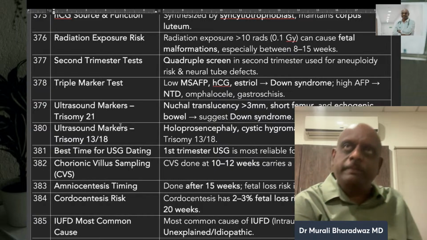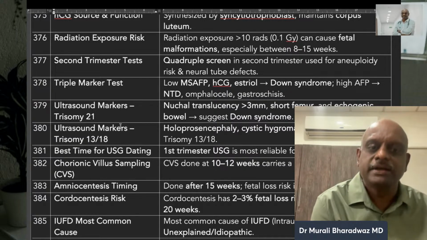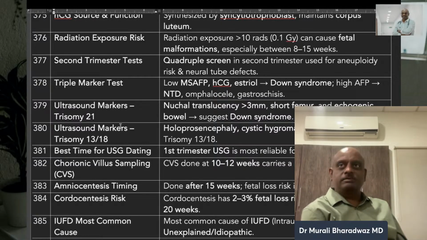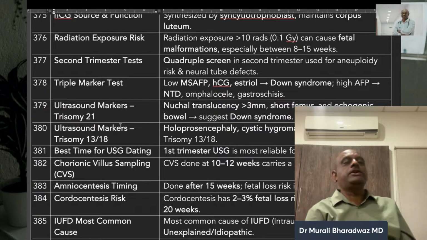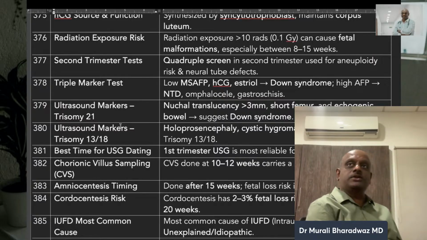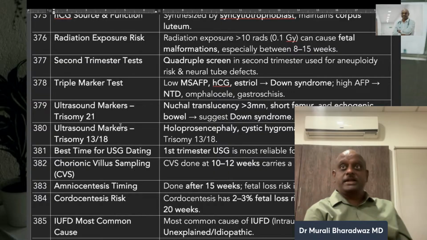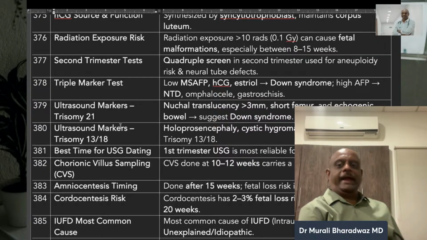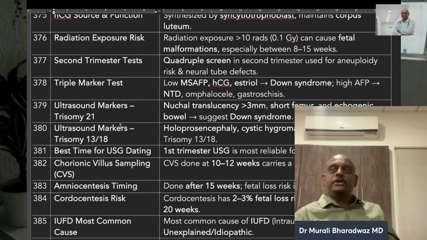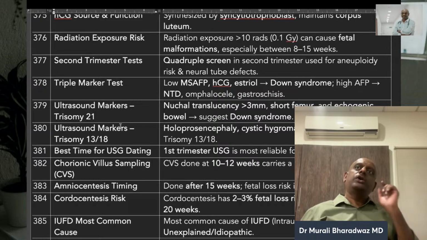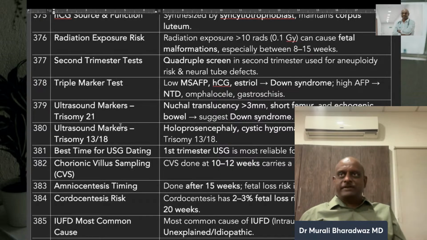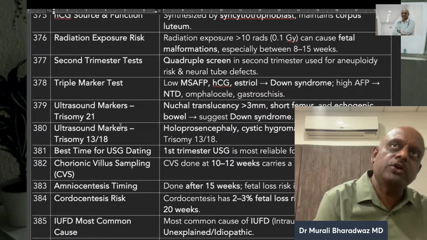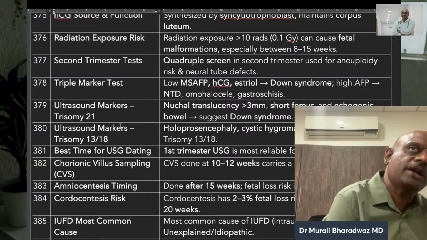When is the best time for ultrasound-based dating of gestational age? In the first trimester, ultrasound is most reliable for gestational dating. When will you do chorionic villus sampling? You must remember the days. It is typically done at 10 to 12 weeks and it carries 1% risk of fetal loss. To find these genetic abnormalities, we do chorionic villus sampling, especially if the previous pregnancy had any chromosomal abnormality. In which trimester are chromosomal abnormalities responsible for miscarriage?